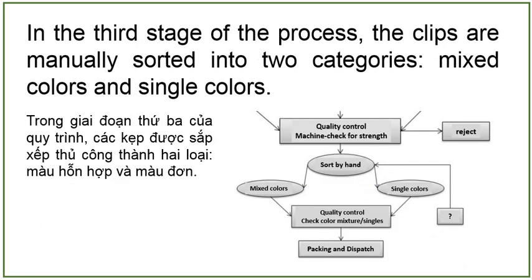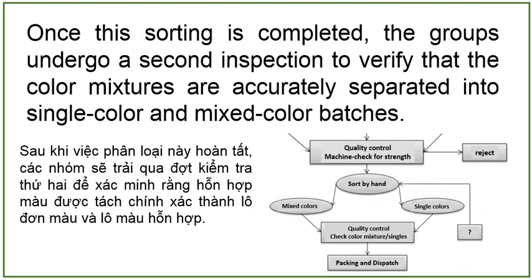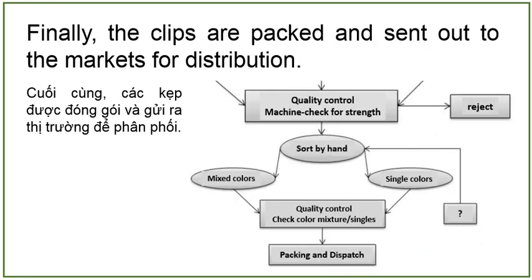In the 3rd stages of the process, the clips are manually sorted into 2 categories: mixed colors and single colors. Once this sorting is completed, the groups undergo a second inspection to verify that the color mixtures are accurately separated into single color and mixed color batches. Finally, the clips are packed and sent out to the markets for distribution.